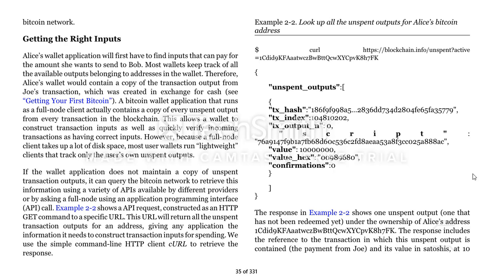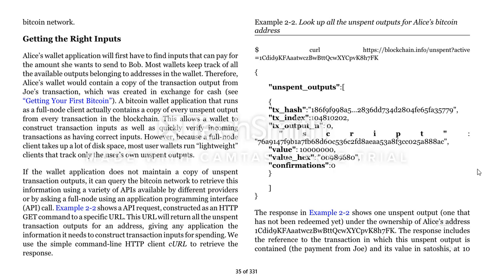If the wallet application does not maintain a copy of unspent transaction outputs, it can query the Bitcoin network to retrieve this information using a variety of APIs available by different providers or by asking a full node using an application programming interface (API) call. Example 2-2 shows an API request, constructed as an HTTP GET command to a specific URL. This URL will return all the unspent transaction outputs for an address, giving any application the information it needs to construct transaction inputs for spending. We use the simple command line HTTP client curl to retrieve the response.